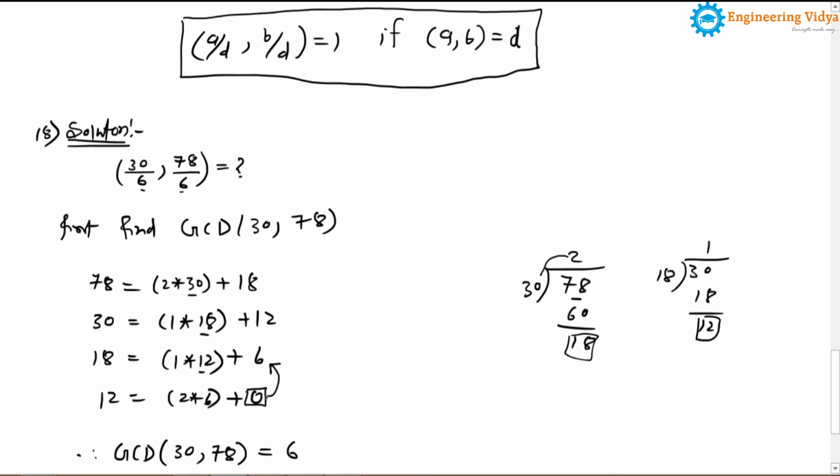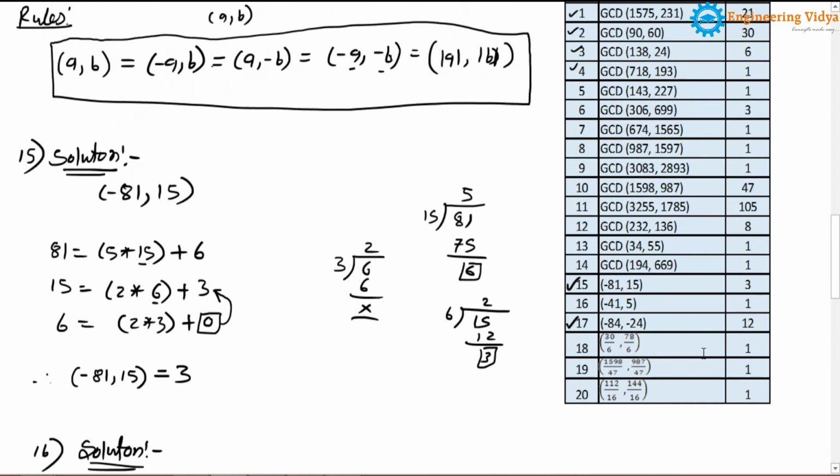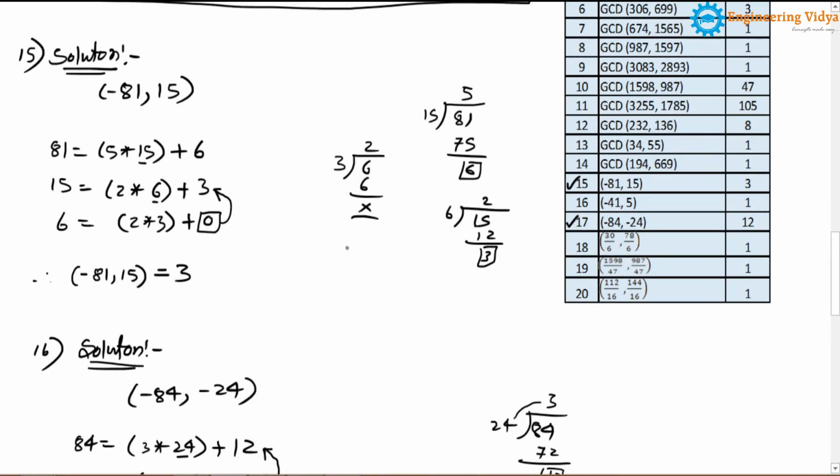What we have to do exactly over here? If 30 by 6 and 78 by 6 is given, it means that whatever the denominator is, if I take the GCD of 30 and 78, then the GCD will be 6. So basically this is a hint for you, right? So for your purpose, you can write that the GCD of 30 and 78 is 6, and then 30 by 6 and 78 by 6 become 1. So now we'll go to the next problem. We have solved sum number 18.